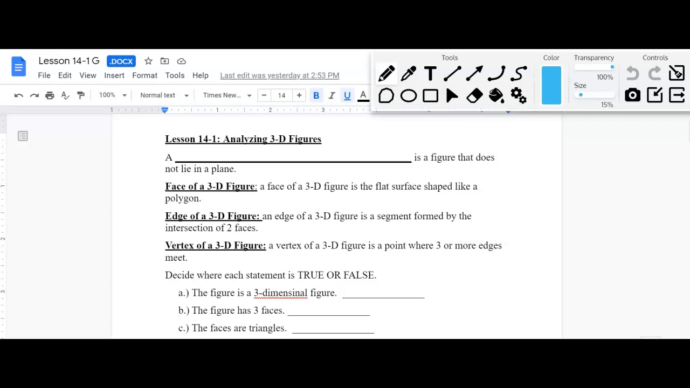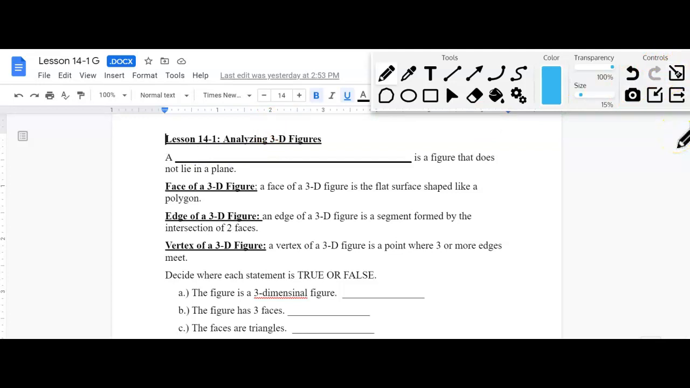All right, in lesson 14-1, analyzing 3D figures. A three-dimensional figure is a figure that does not lie in a plane. So you should be writing three-dimensional. This is not going to be very good handwriting. I apologize. M-E-N. I think you get the point. Figure. Okay, so a three-dimensional figure, if you just want to write 3D, that also works.